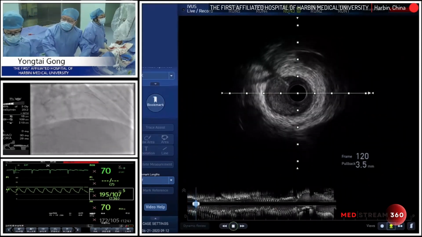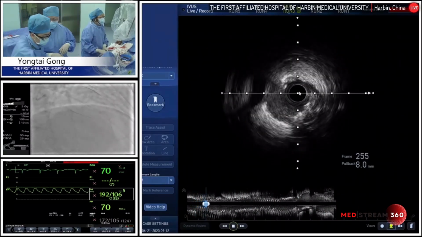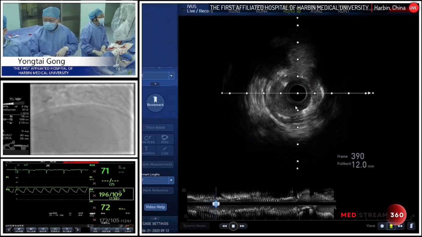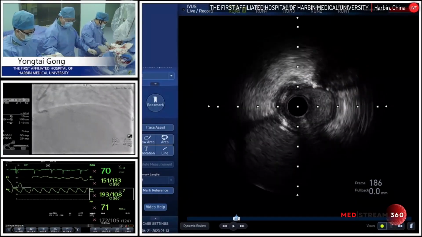And now we are checking the instant result of the circumflex after stenting. So we can see the distal part of the stent is well expanded. There is no hematoma, and also we can see that the whole severe stenosis has been covered. And there is a very faint hint, not so clear.